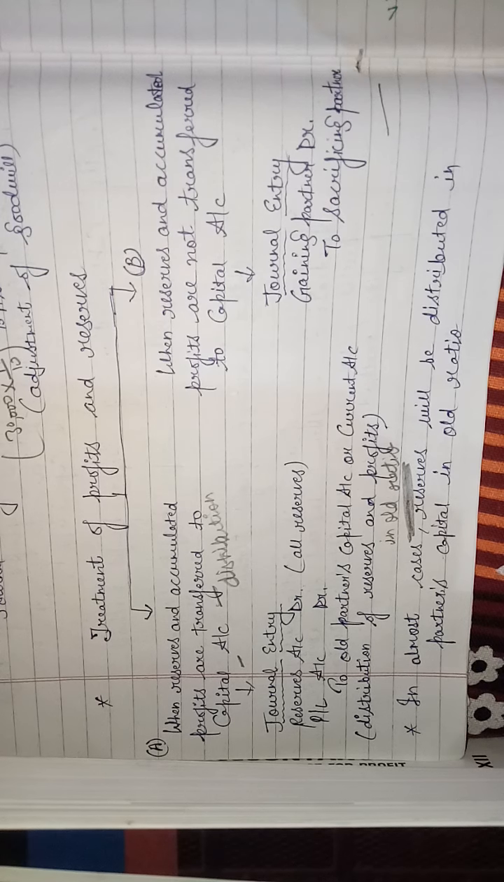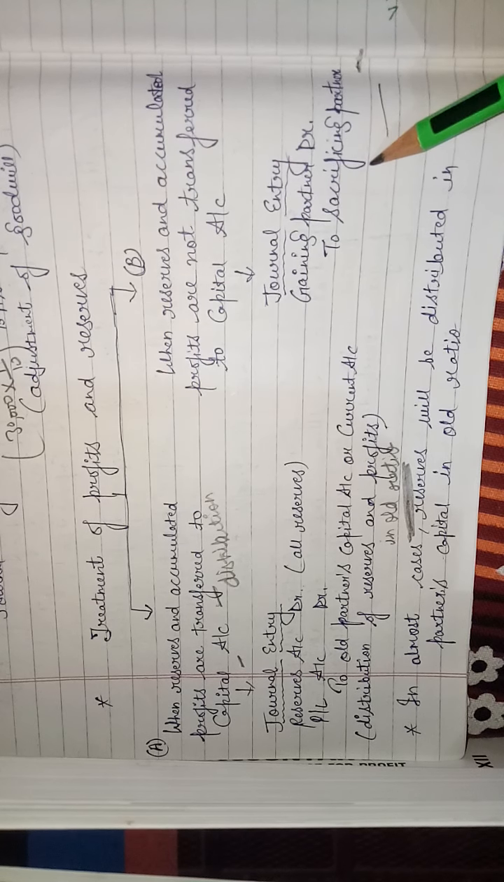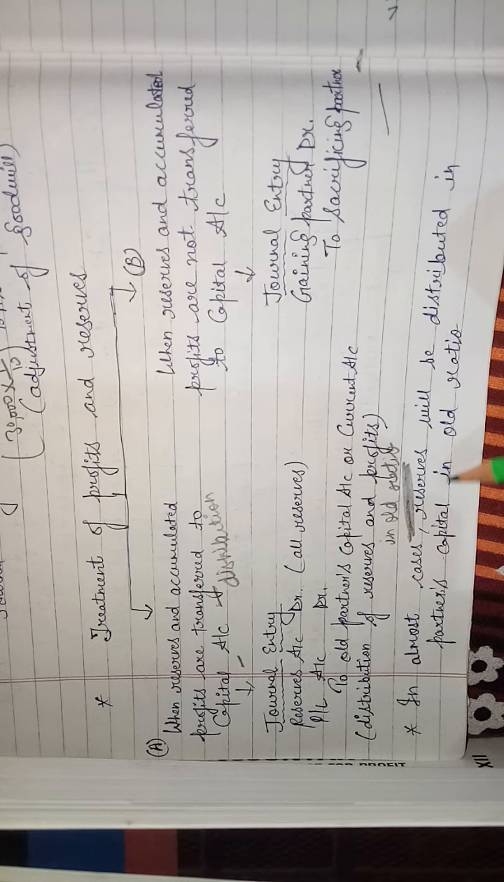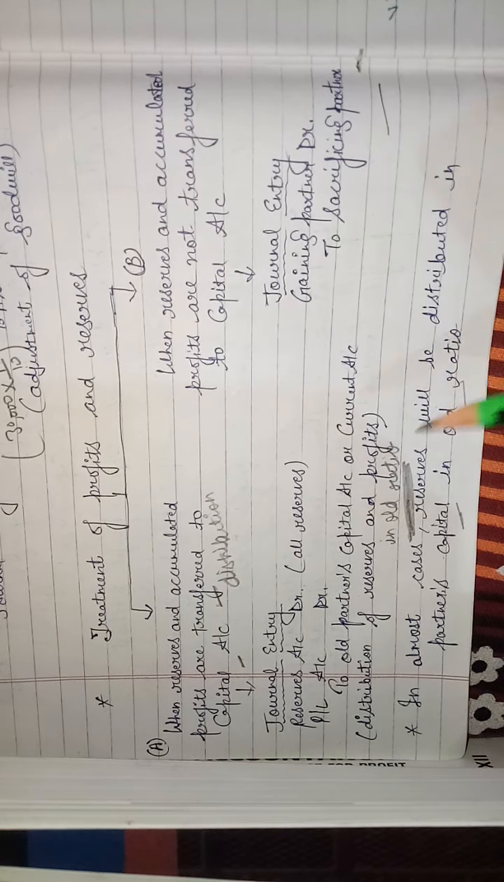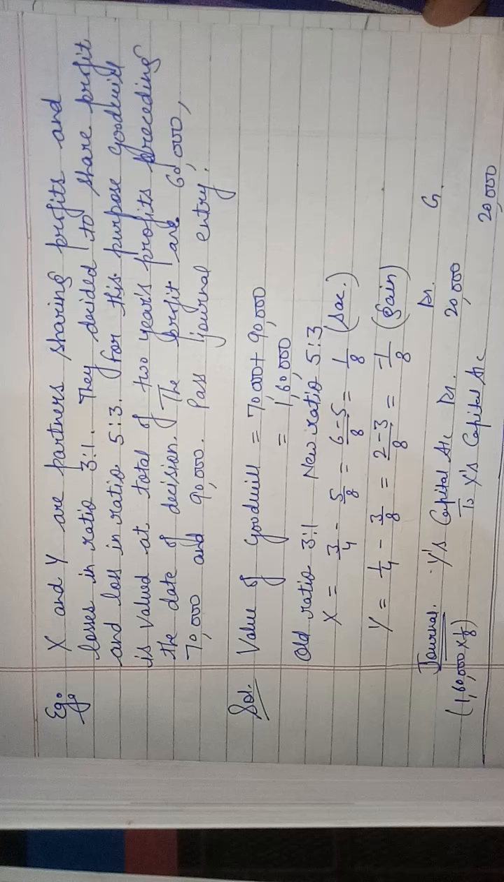If partners don't want to distribute general reserve, then we have to make an entry like the treatment of goodwill: gaining partner's capital account debit to sacrificing partner. In almost all cases, reserve will be distributed in partners' capital accounts in the old ratio, like this method. Clear? Treatment of profit and reserve.